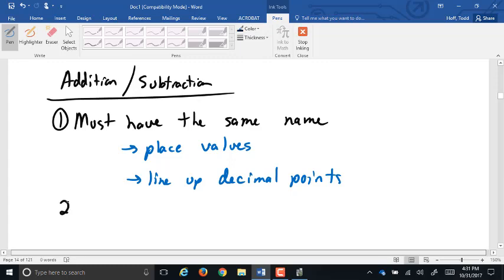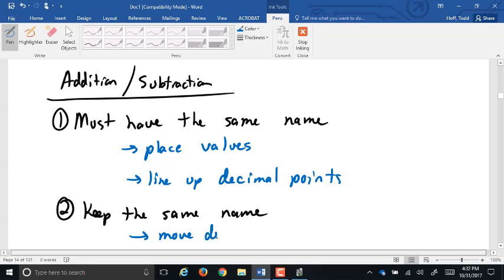Second, when we add or subtract, we always combine the counts, but when we add or subtract, we keep the same name. With decimals, that means move the decimal point straight down.